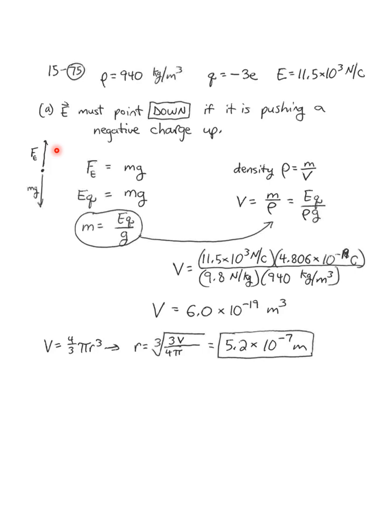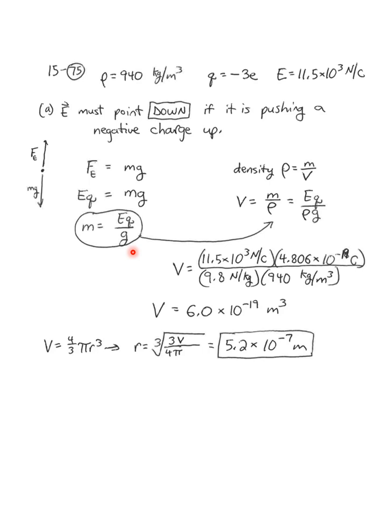Now, let's do the math here. Ultimately, we want to find what is the size of the spherical droplet. So we can solve for radius, we can solve for volume. I think solving for radius would be good here. And we can start by saying that the electric force, its magnitude, is equal to the weight. So E times Q equals mg. And this gives us the mass of the droplet. So the mass is the electric field, which is given, times the charge, which is given, divided by g.